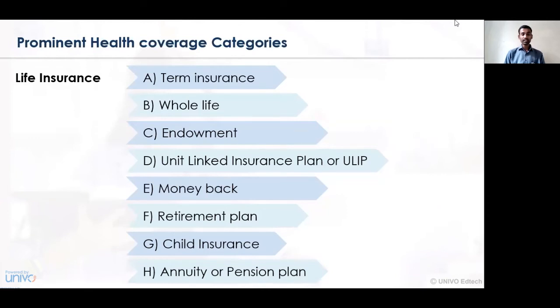Now, the various prominent health coverage categories. Insurance has been categorized under life insurance or general insurance. In terms of life insurance, you have different types: term insurance, whole life insurance, endowment policy, unit linked insurance plan, money back, retirement, child insurance, and the annuity or pension plan. These are the various categories of insurance coverage wherein the life of a person can be insured and you can pay the premium.